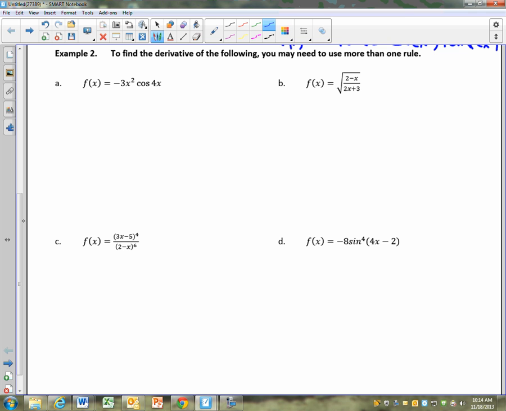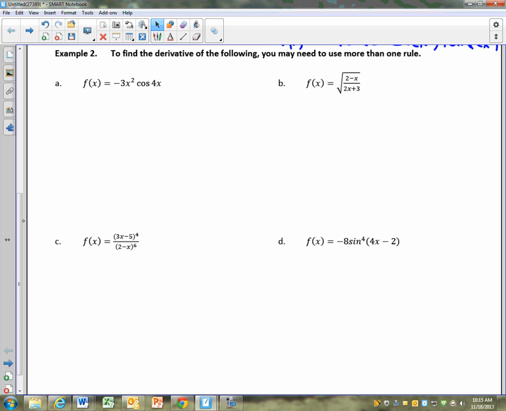Now we get more difficult, okay? And I'll be honest, I don't know how to teach this very well. Every year I teach this, I would say probably half the students can do this correctly, and about half the students can't. And I don't know why. So if you have ideas as to why, then you can tell me. But I'm going to tell you right now that we'll do these examples, but for some reason, a lot of people don't see why we're doing what we're doing, and I don't know why. So anyway, it says to find the derivative of the following, you may need to use more than one rule.